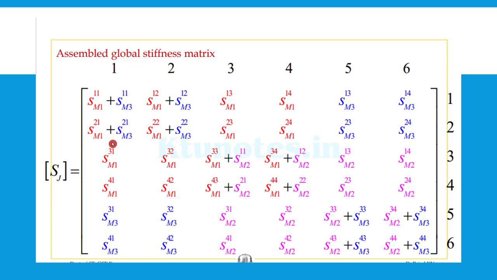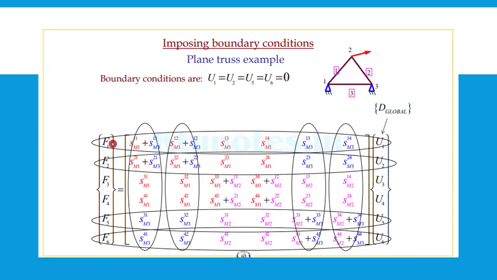You should first write for the individual elements, then you should add correctly so that it will form a global stiffness matrix. Then to solve, this will be the matrix F is equal to stiffness into U, and you should apply the boundary conditions to get the required value.